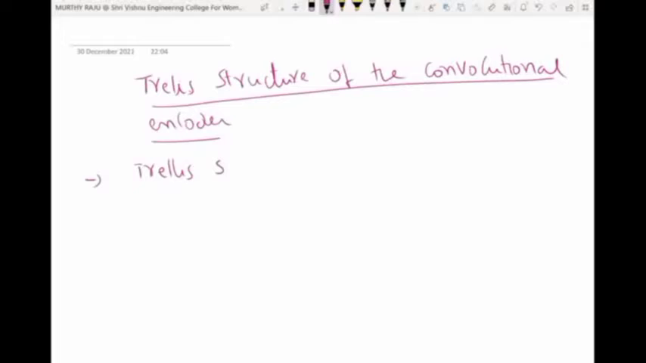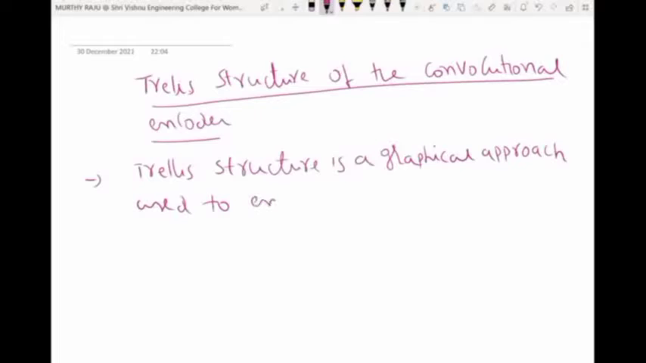Trellis structure is a graphical approach used to encode the given message sequence, like code tree.